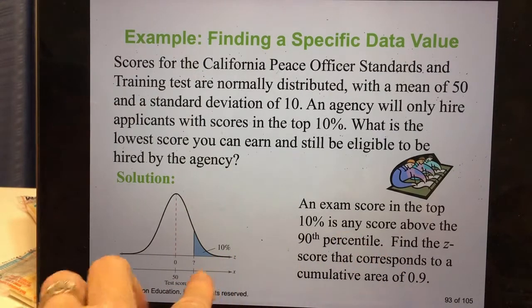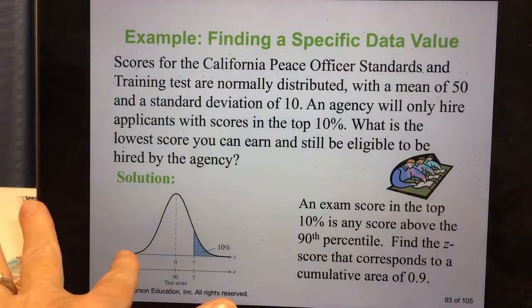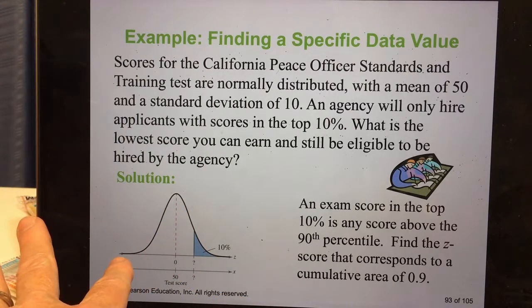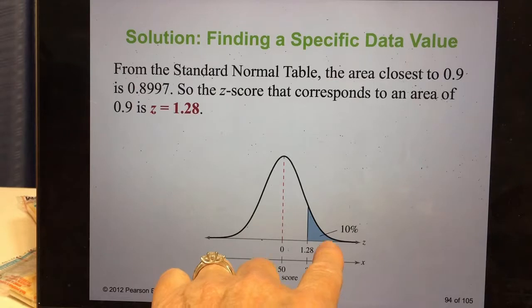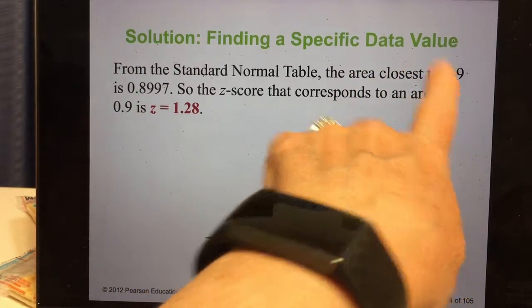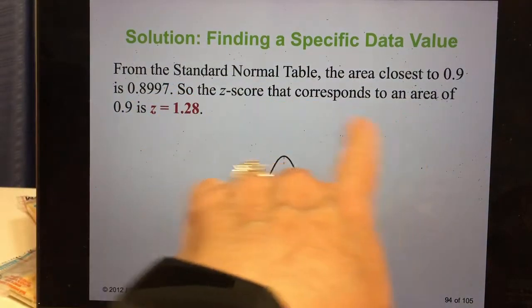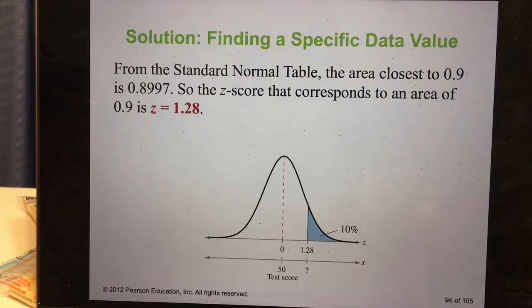So here's the picture of what we're looking at. On the left is the 90th percentile, and I can do this with my table or with technology. They're showing the 10% here, and they used the standard normal table, so they're using the 90% over this way, but they said the area closest to 0.9 was 0.8997. So the z-score that corresponds to that area is 1.28. The table, you just can't be quite as exact as you can with the technology, which I'm going to show you in just a minute.